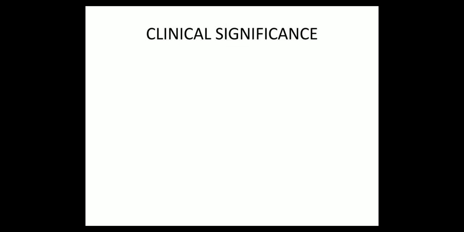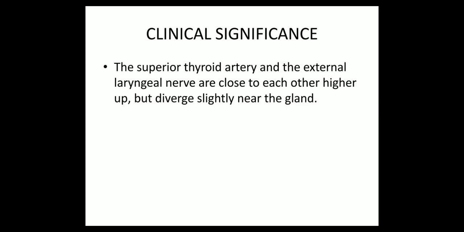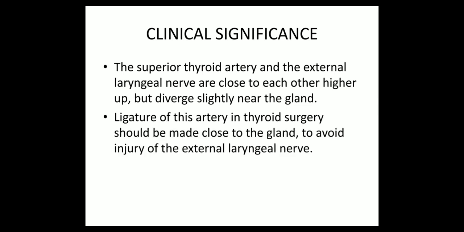The clinical significance. The superior thyroid artery and the external laryngeal nerve are close to each other higher up, but they diverge slightly near the gland. So, during thyroid surgery, the ligature of this artery should be made close to the gland to avoid injury to the external laryngeal nerve.